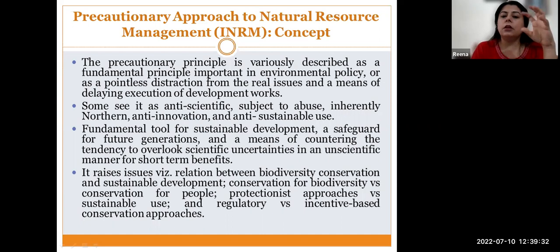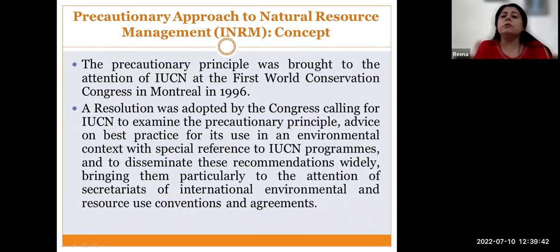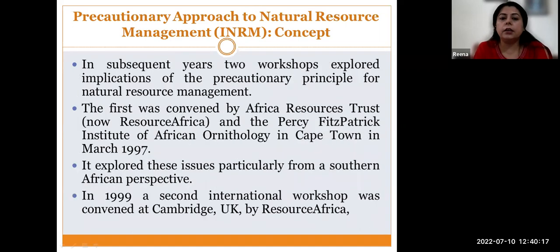So it raises a relation between biodiversity conservation and sustainable development. It ensures conservation of biodiversity. So the precautionary approach was first given attention by the International Union for Conservation of Nature at the first Conservation Congress in Montreal in 1996. So at that time, it was used to advise that it is a best practice for the environmental context and to disseminate the recommendations which are of particular attention for secretariats of international environmental and resource use conventions and agreements. So basically it formed a foundation for all different kinds of conventions and agreements at the international level.